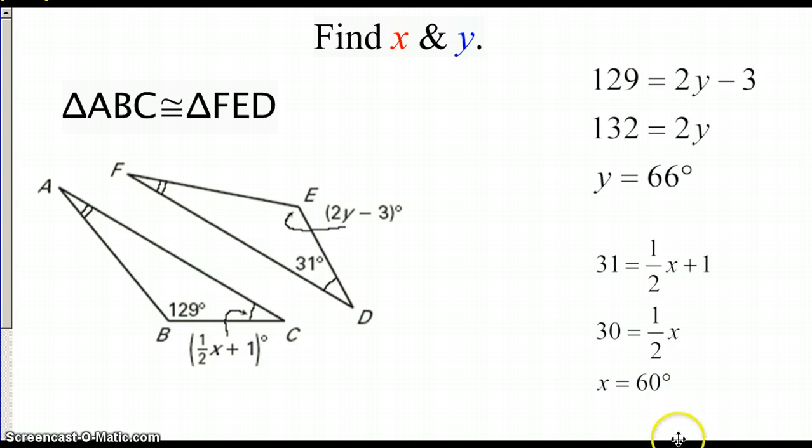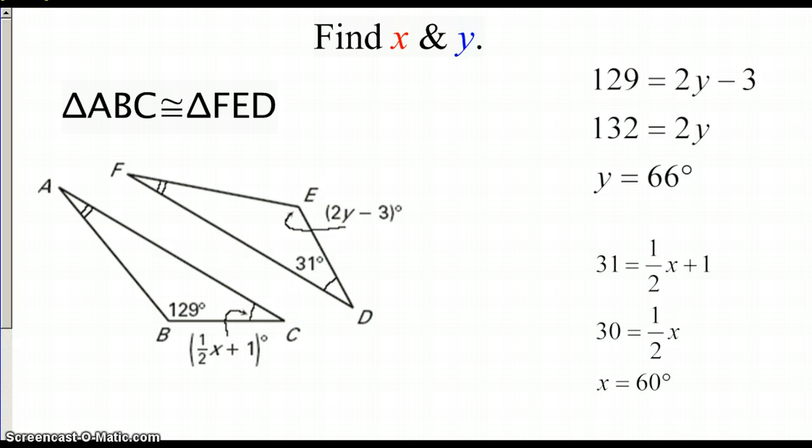X is 60 degrees. If I needed to find the other 2 angles, I could plug this back in, or I know this is 129 and this is 31, so I could put the angle 31 here, could put 129 here, and I could subtract to find A or F if I needed to.